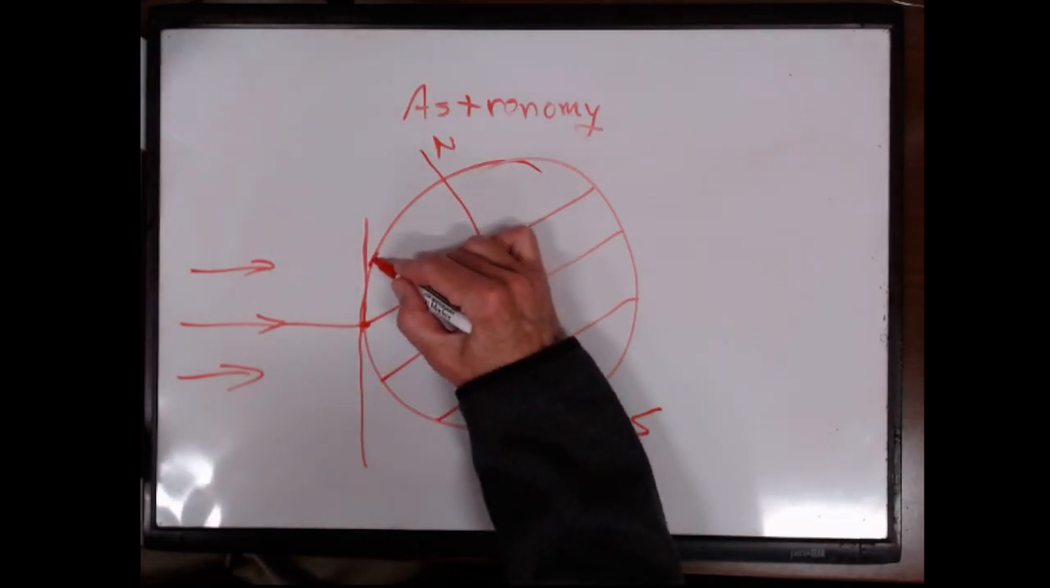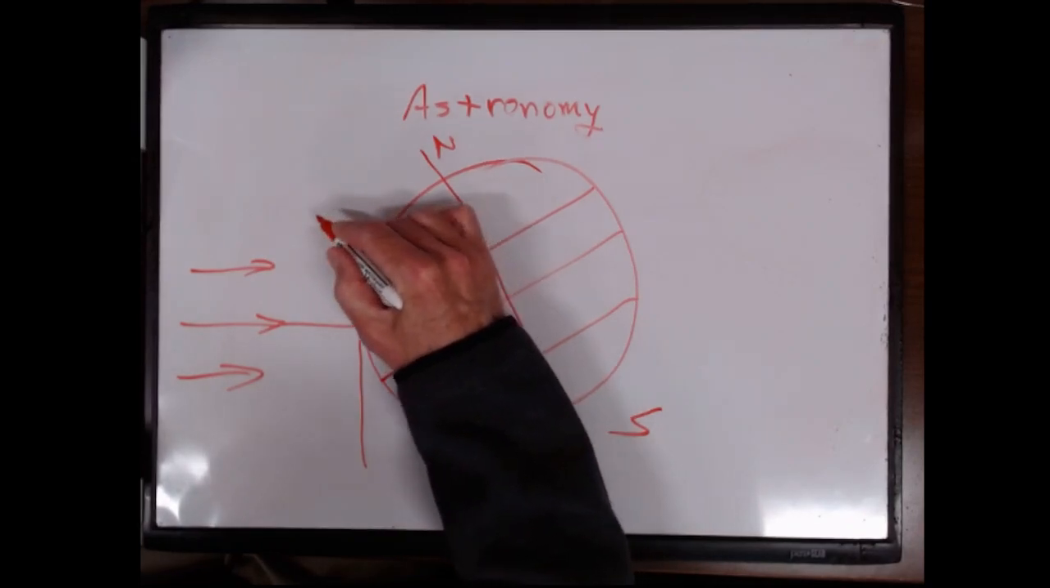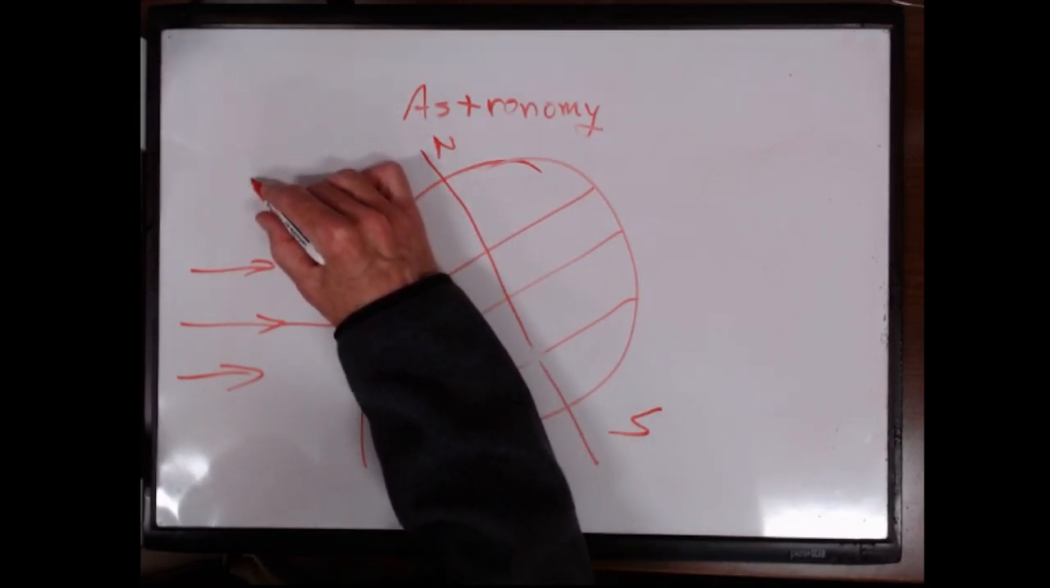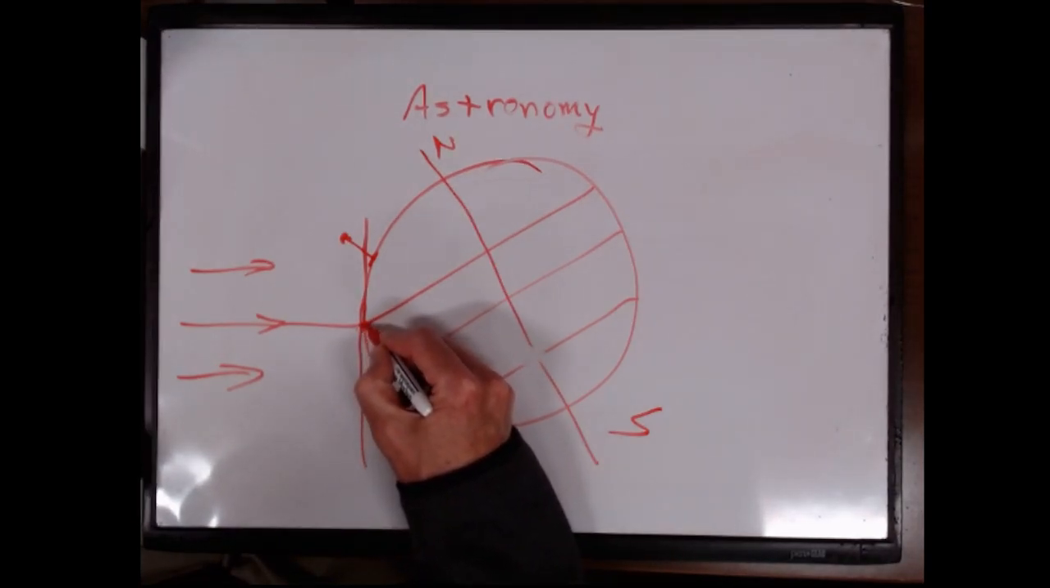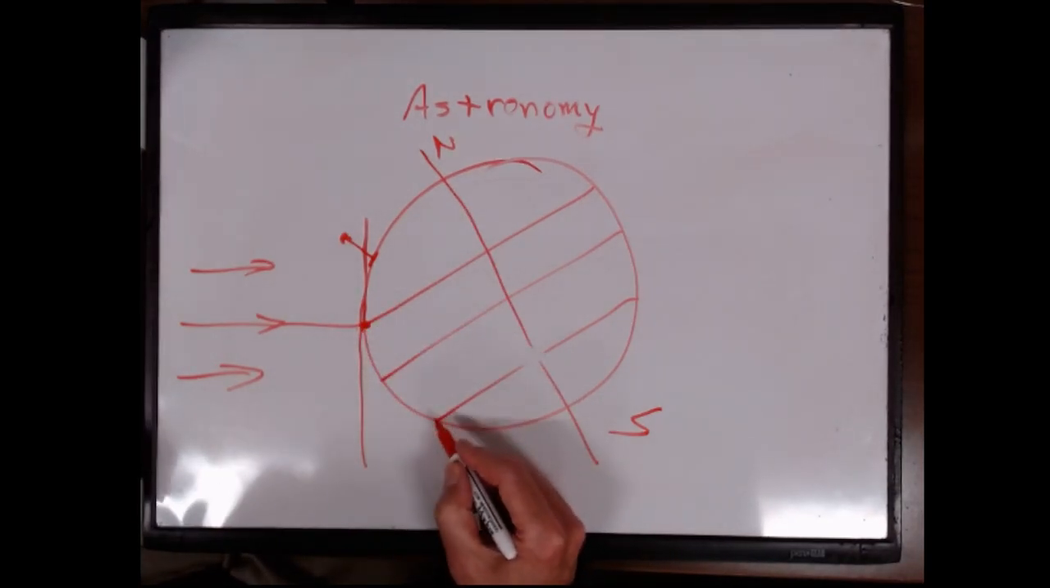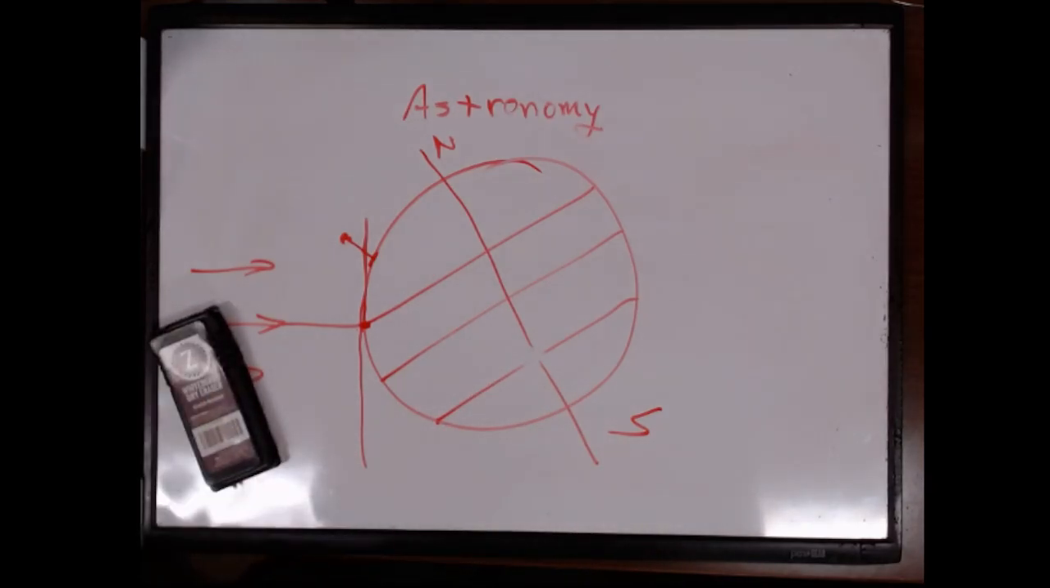If you were standing up here somewhere like this, the sun is never going to be overhead. The sun is never going to be this way. This is the farthest north the sun will appear directly overhead. This is the farthest south. So let's look at these.